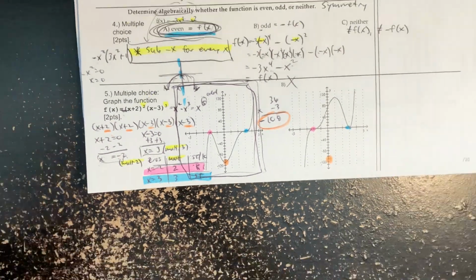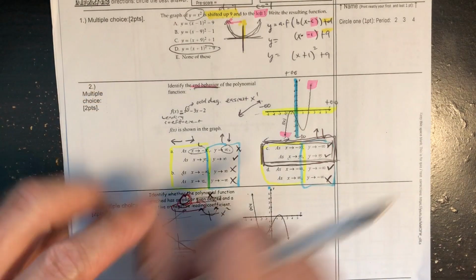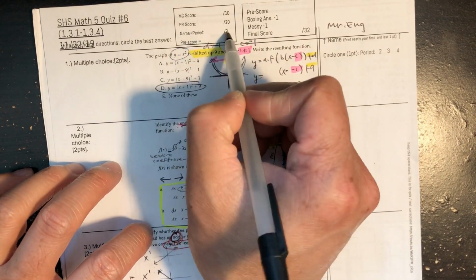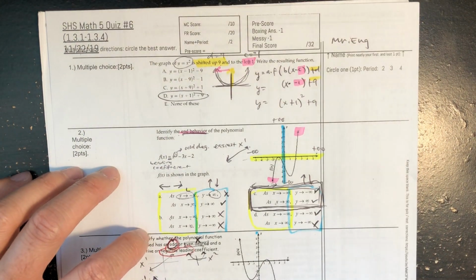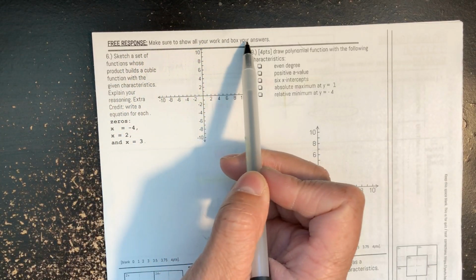So 5 multiple choice questions gives you 10 points for multiple choice. Again, we're not going to mark that. We're marking on the Google form. And then you'll get out of 10, and then the name and period. Let's turn the paper over and look at the free response. All right, backside, make sure to show all your work and box your answers.